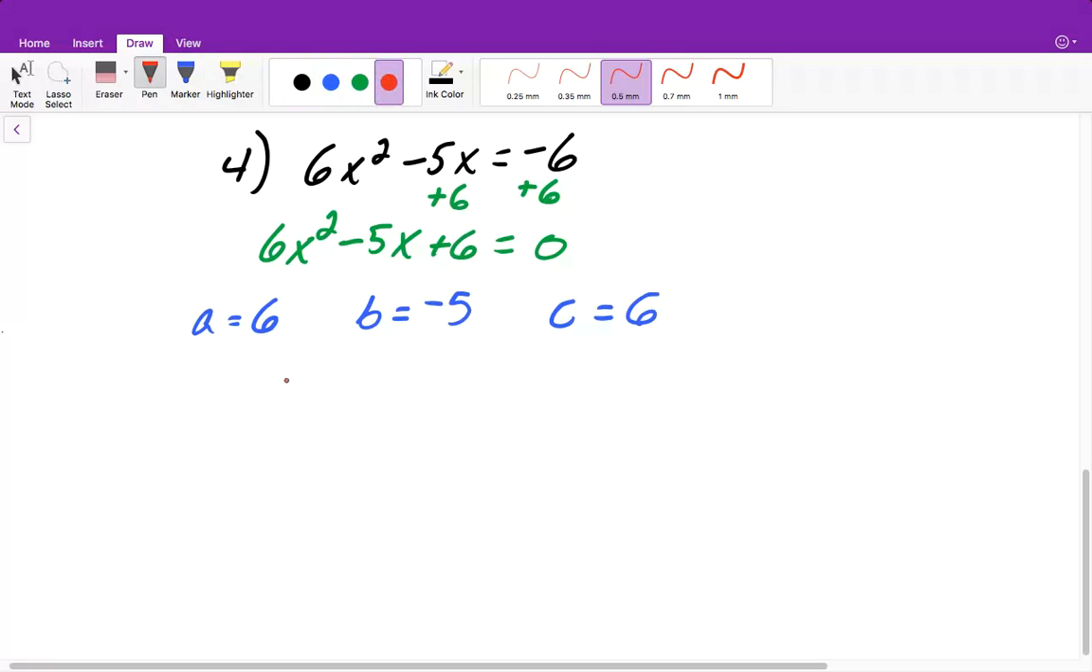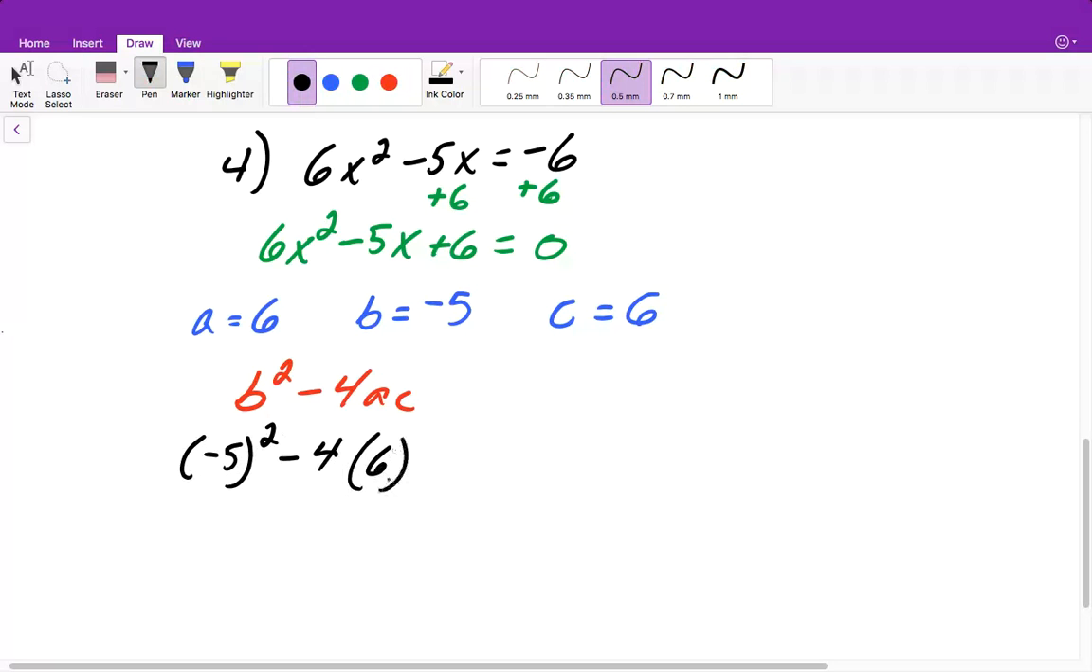Then we're going to plug it into our discriminant, b squared minus 4ac, where b is now -5 minus 4 times our a, which is 6, times our c, which is also 6. Negative 5 squared is 25. 4 times 6 is 24. And 24 times 6 will then give me 144. So this is minus 144.